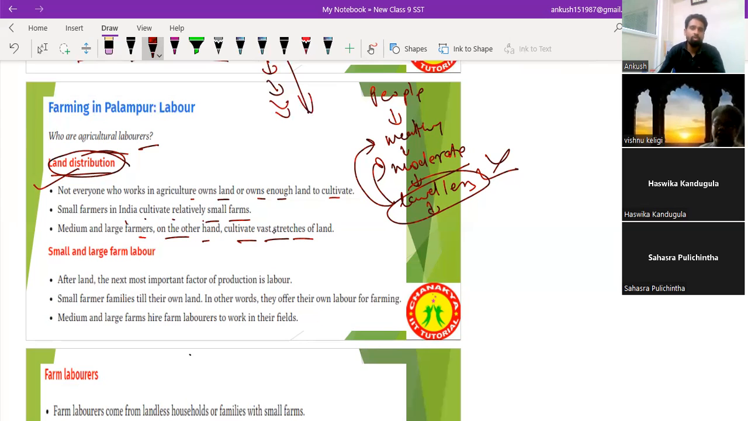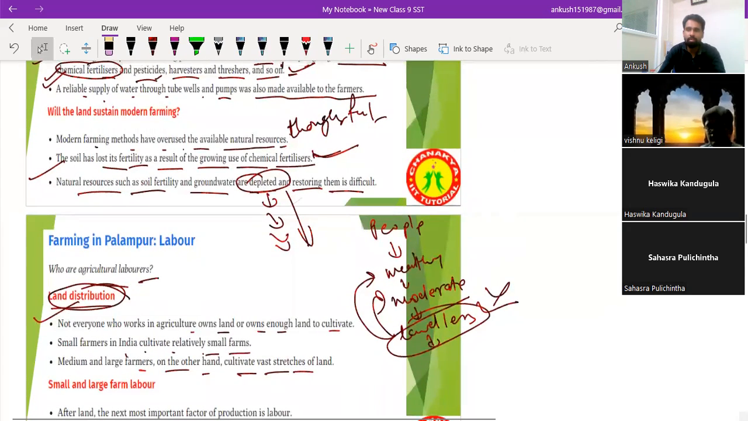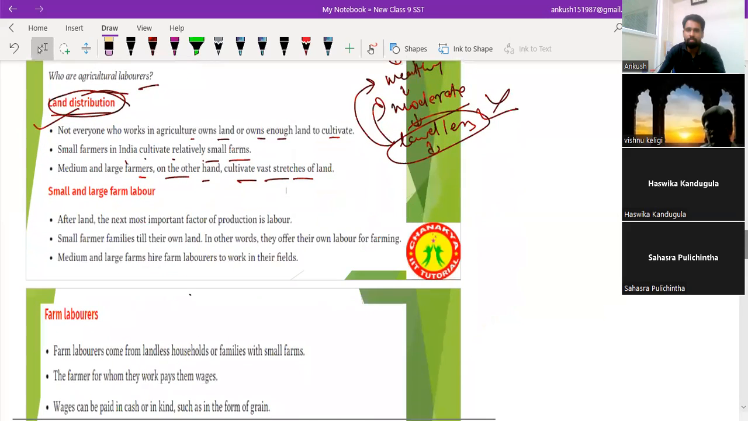Okay, so small and large farmers or large farm laborers. After land, the next most important factor of production is labor.